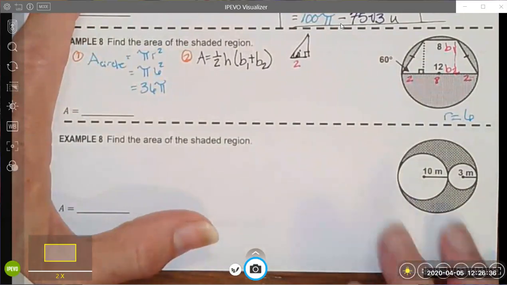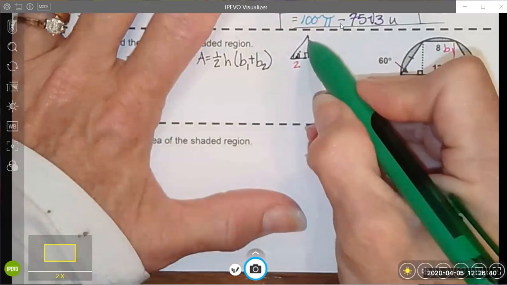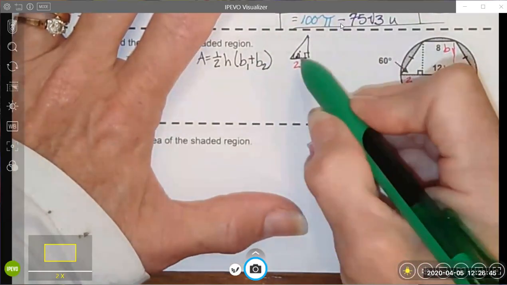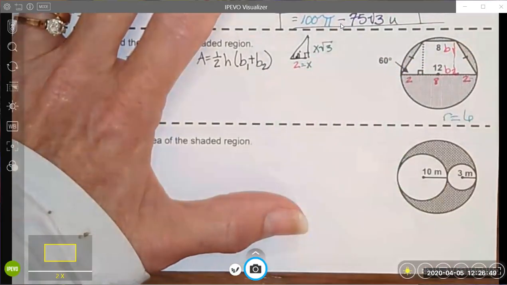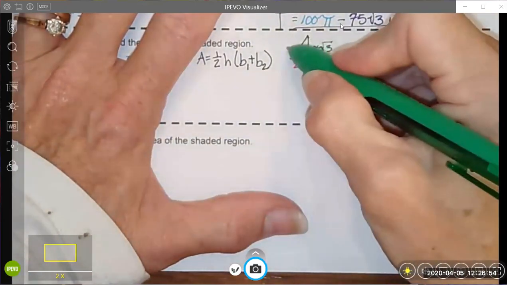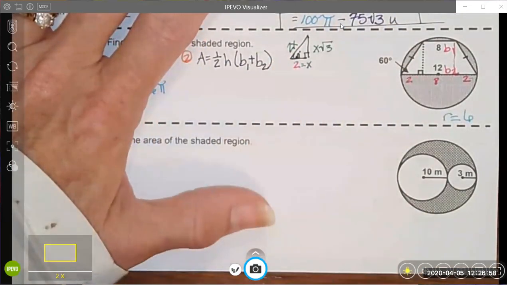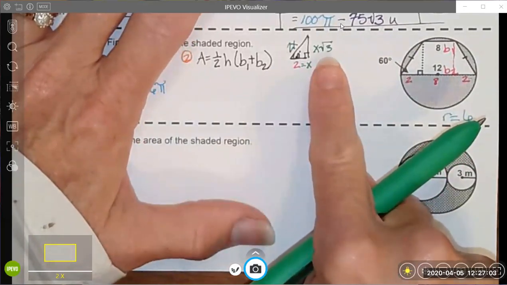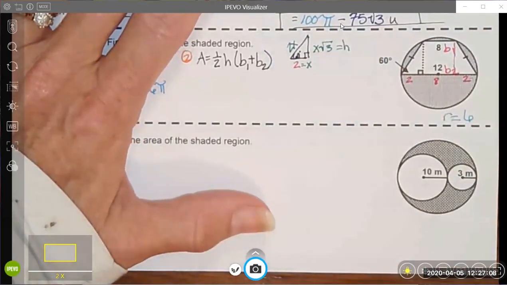And if I remember the relationships that occur inside a 30, 60, 90, I remember that across from the 30-degree angle is my short leg. Across from the 60-degree angle is a side that has a relationship of the short leg times the square root of 3, and that my hypotenuse is 2 times the short leg. I don't really need the hypotenuse in this particular case, but I do need to know what this long leg is, as it represents the height of my trapezoid.